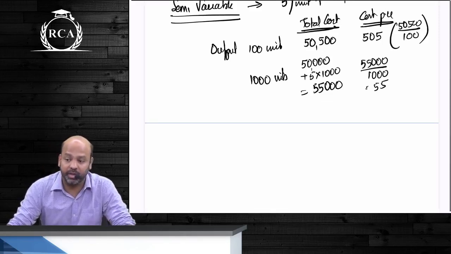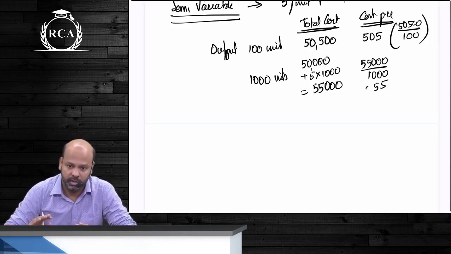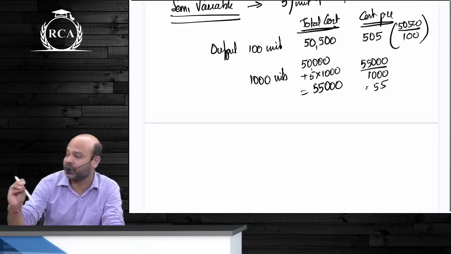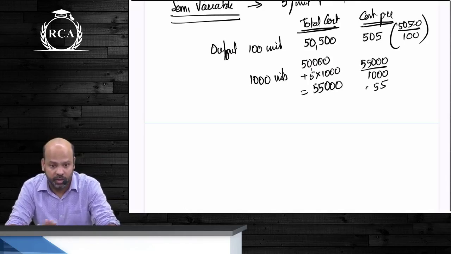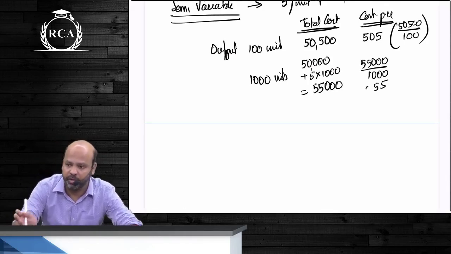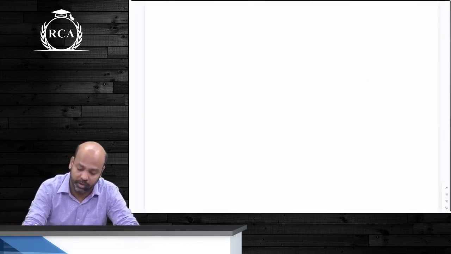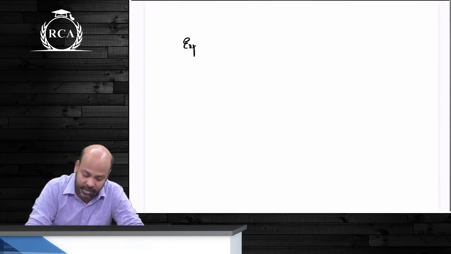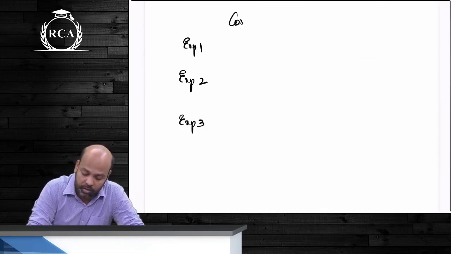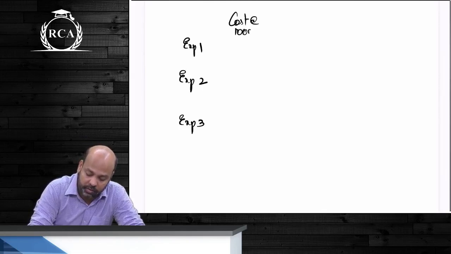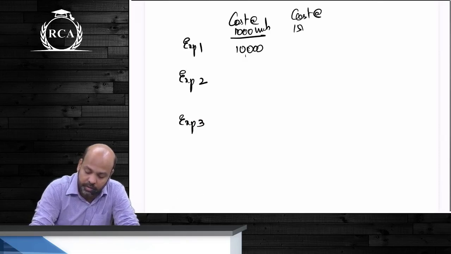Unless otherwise given, there is no step fixed cost. Meaning if a question mentions that this is step fixed, only then we are going to consider it. Otherwise, there is no step fixed. If I give you total cost at two different volume levels, let's say there is expenditure 1, expenditure 2 and expenditure 3. I tell you that the total cost at 1000 units of expenditure 1 is 10,000 rupees. The total cost at 1500 units is 15,000.